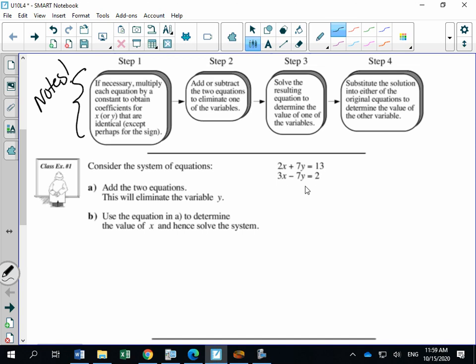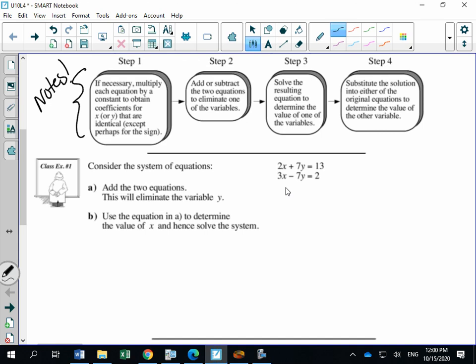And if you got this on your test, you would not want to do substitution. The reason why you wouldn't want to do substitution is because in order to do substitution, you want to solve for one of the letters in one move. And we can't do that. Do you guys agree with that? We can't do that. So if we can't solve for one of the variables in one move, we're not going to do substitution, we're going to do elimination.